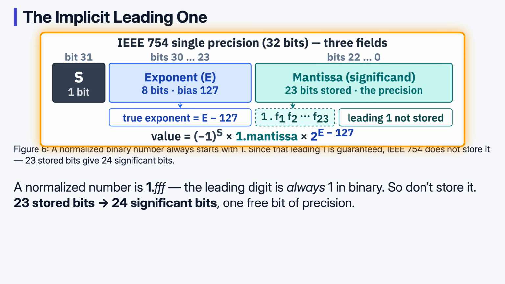Now an elegant trick. When you normalize a binary number, the digit to the left of the point is always a 1, because 1 is the only non-zero digit binary has. If it is always 1, why spend a bit storing it? IEEE 754 does not. It leaves that leading one implicit, or hidden, and stores only the fraction bits. So a 23-bit mantissa field actually gives you 24 significant bits, 1 implicit plus 23 stored, an extra bit of precision for free. When you decode, you must remember to put that leading one back on.